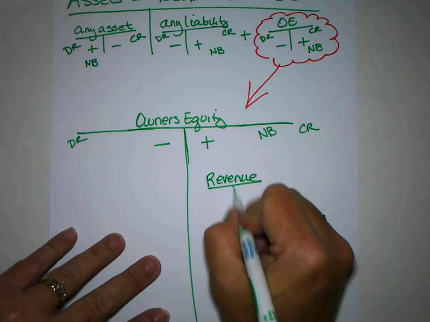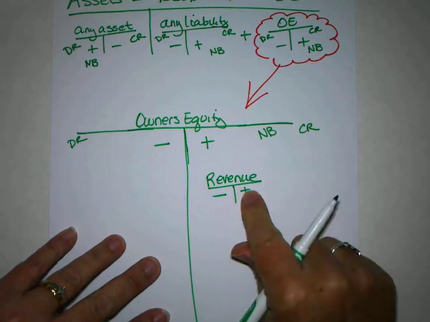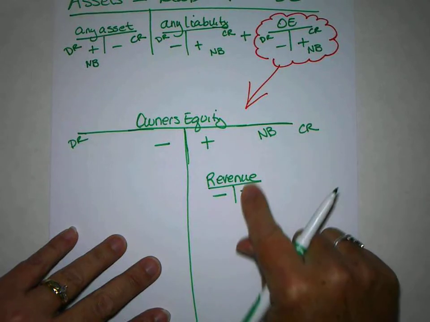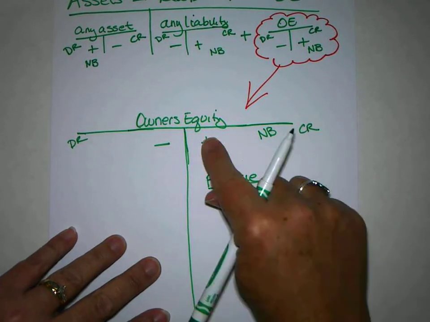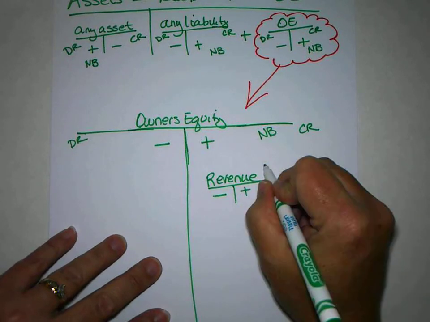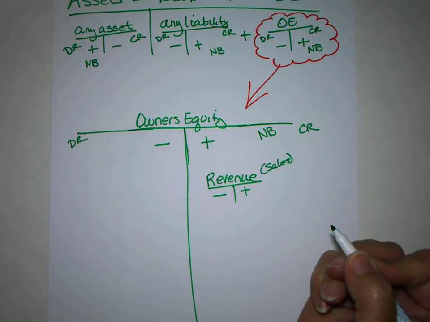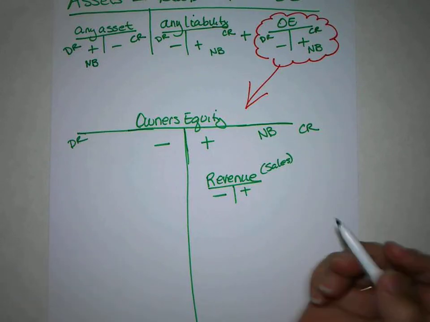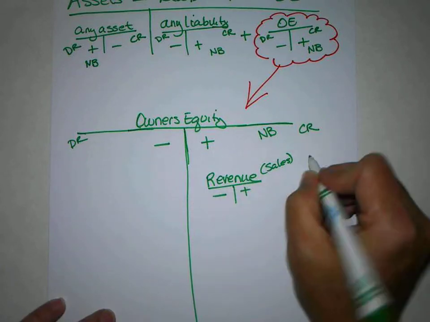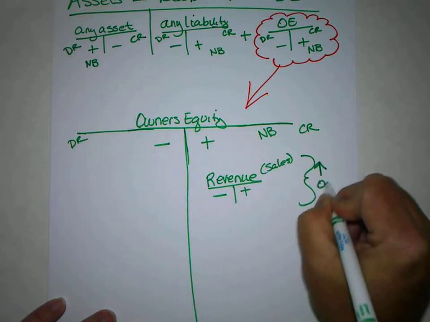Okay, and revenue looks like this with its T. The plus is on the right side, the credit side. The plus is on the credit side. So they're both on the credit side. That means it's increasing owner's equity. And again, this can be sales. All right, that's what we're looking at. And this right here, of course, increases owner's equity.